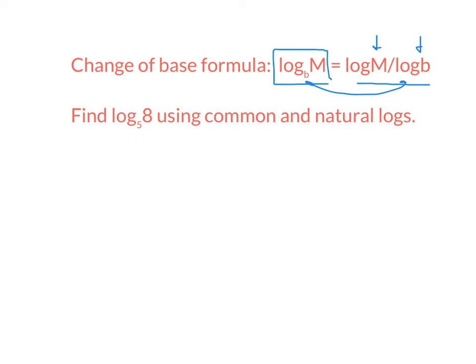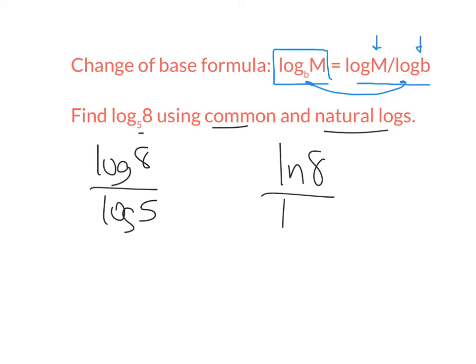So this next problem says find log base 5 of 8 using common or natural logs, because you can't do 5 to some power is 8 and figure that out in your head. So what you do is you change it to base 10. That's what a common log is. And you put log 8 over log 5, and you punch in your calculator. You can also do natural log 8 over natural log 5, and you'll get the exact same answer. You can change it to any base you want to, but the reason we choose either common or natural log is that's what your calculator does.